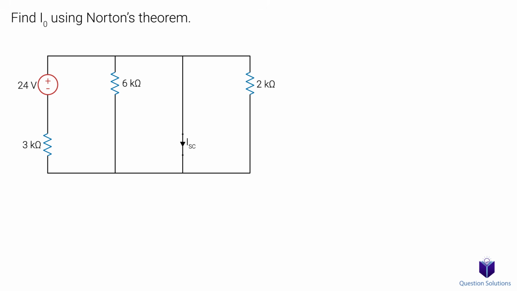Now looking at this circuit, we see that because of our short circuit here, the current will take the path of least resistance and ignore both this resistor and this one. In other words, the loop the current will take would be this.